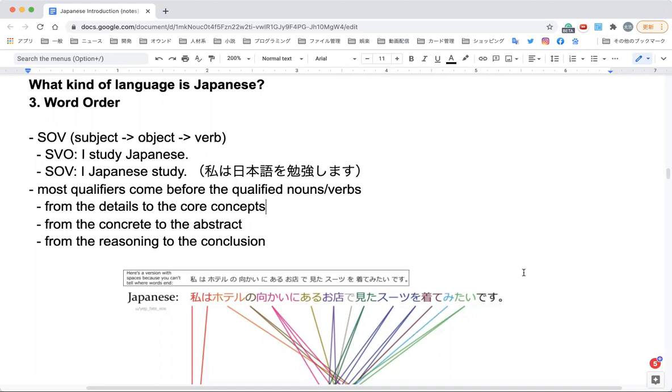Like "I study Japanese," so "study" is a verb, obviously. And Japanese is actually an SOV language, where the object comes before the verb, like 私は日本語を勉強します。So 日本語 is Japanese, 勉強します is study. So the orders are reversed. And another thing to note is that in Japanese, most qualifiers come before the qualified nouns or the verb.